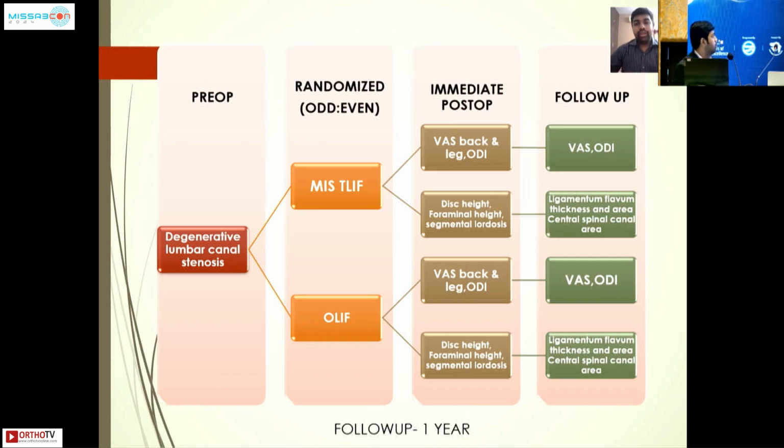Once surgery was done, the clinical assessment was done with VAS score and ODI score immediate post-op, as well as the radiological assessment with disc height, foraminal height, and segmental lordosis. And at 1 year follow-up, the clinical outcome was reassessed and MRI was done for all the patients to assess the ligament thickness and area, as well as the central spinal canal area.